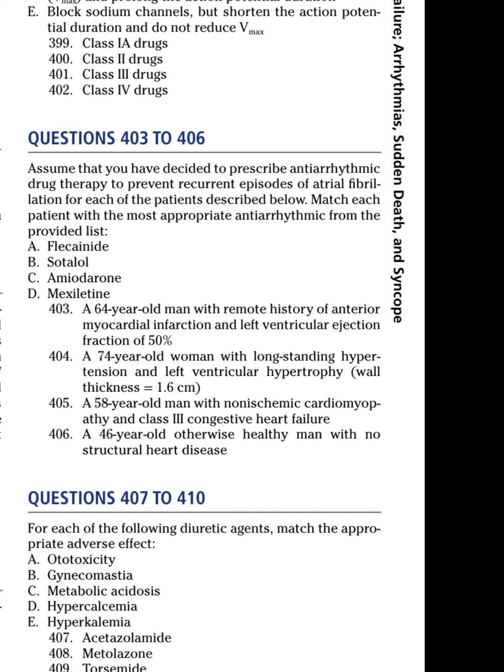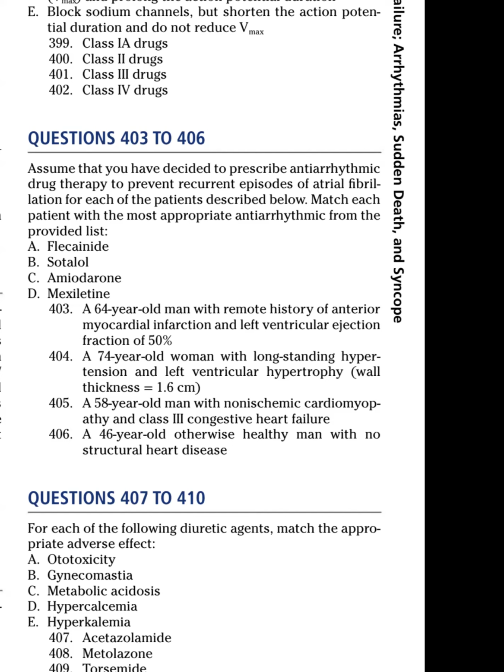So I'll read the options. A 64-year-old man with remote history of anterior myocardial infarction and left ventricular ejection fraction of 50%. 404, a 74-year-old woman with long-standing hypertension and left ventricular hypertrophy, wall thickness greater than 1.6 cm. Question 405, a 58-year-old man with non-ischemic cardiomyopathy and class 3 congestive heart failure. 406, a 46-year-old man, otherwise healthy, with no structural heart disease.